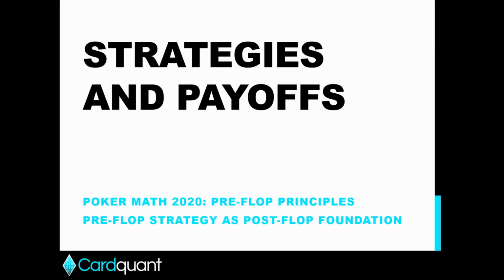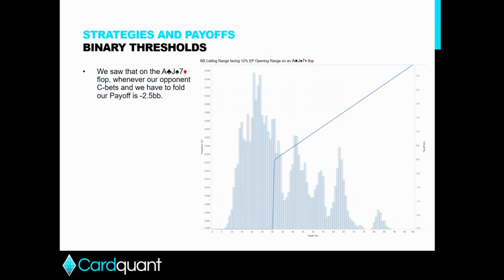This example serves as a basis for us to dive deeper into our model that helps us to understand the interaction between strategies and payoffs. So we saw that on the Ace-Jack-7 flop, whenever our opponent c-bets and we have to fold, our payoff is minus 2.5 big blinds. So the graph here is a dual axis graph.